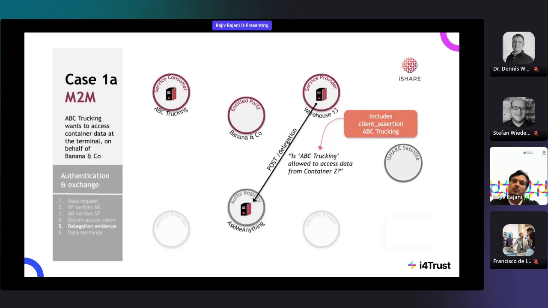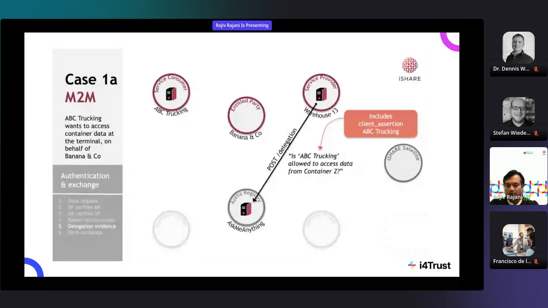With the service provider having that access token, it will raise this question on the delegation endpoint of the authorization registry, asking if ABC trucking is allowed to have access to data of container Z. Remember, this is explained in simple English. However, the request is sent in the policy model as I explained earlier. So it will simply generate a JSON where it says the access subject is ABC trucking and the resource is gs1.container with an identifier Z. And whatever attributes ABC trucking company is asking for are included in the request, and the action, as in, is it asking to read that information? In this case, yes. So it will send action as read.